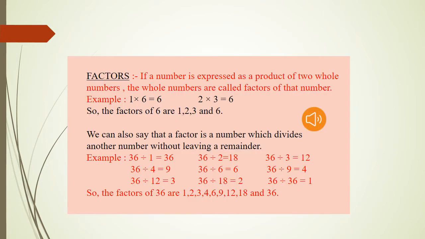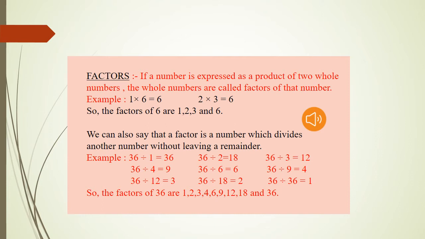Let's learn about factors. If a number is expressed as a product of two whole numbers, the whole numbers are called factors of that number. Example, 1 into 6 is equal to 6, 2 into 3 is equal to 6. So the factors of 6 are 1, 2, 3 and 6. We can also say that a factor is a number which divides another number without leaving a remainder.